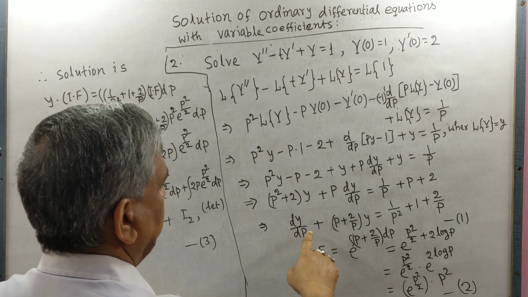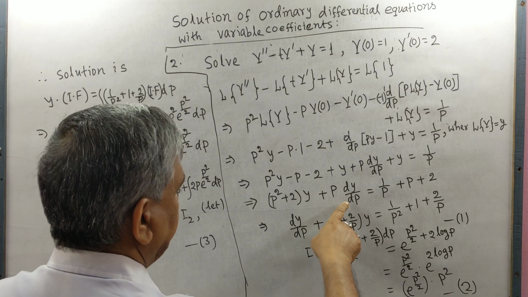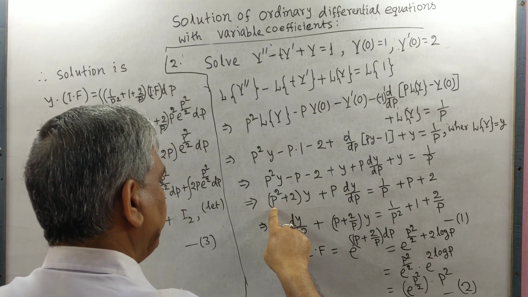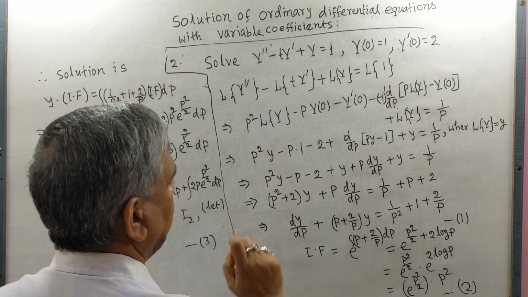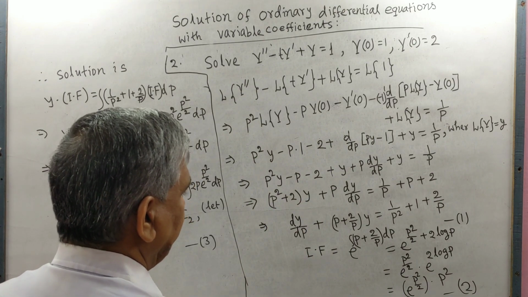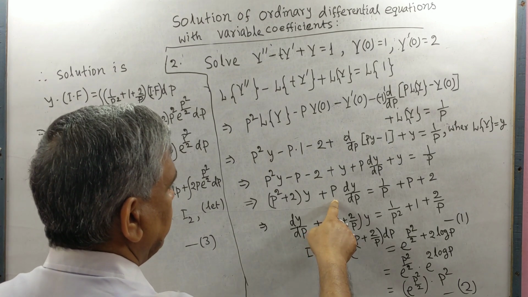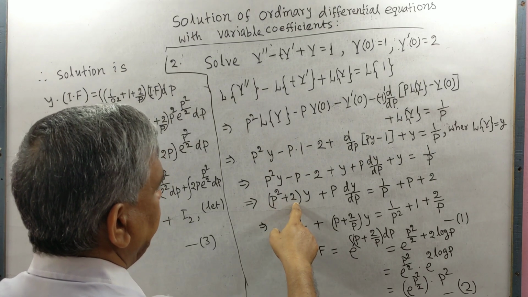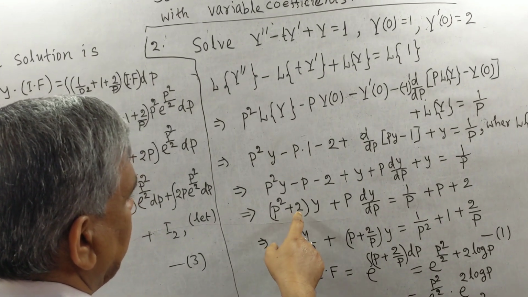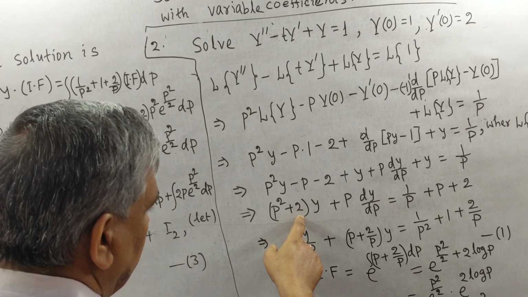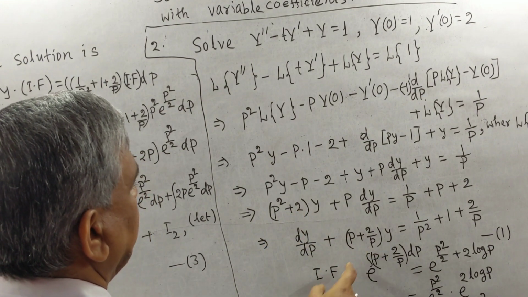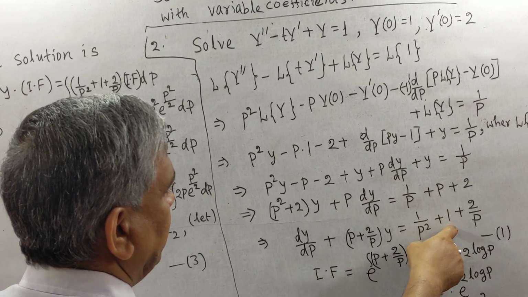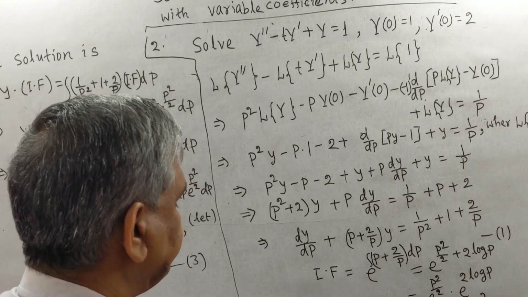Now we write first p dy/dp, then plus (p² plus 2) y, and divide by p. We get dy/dp, and divided by p is (p plus 2/p) y. Here divide by p: 1/p², divided by p is 1, and divided by p is 2/p.